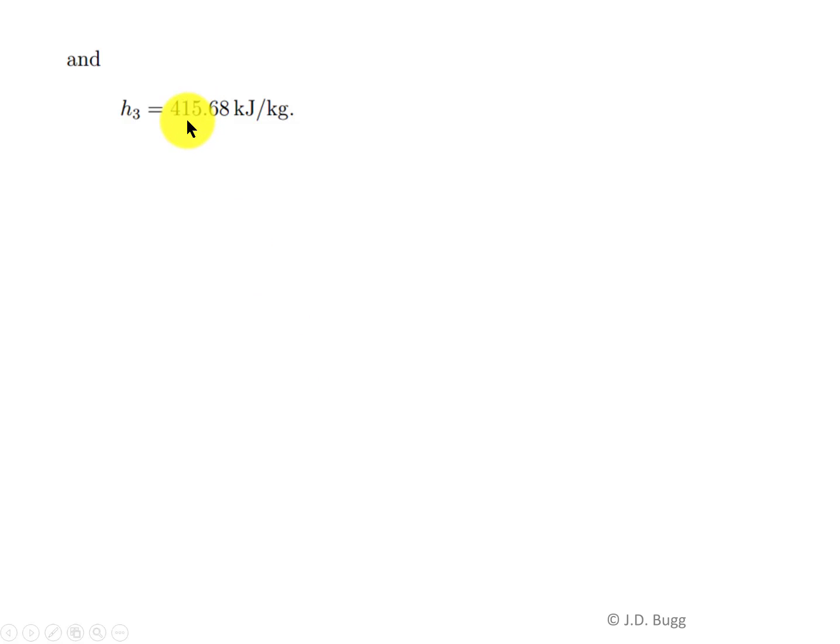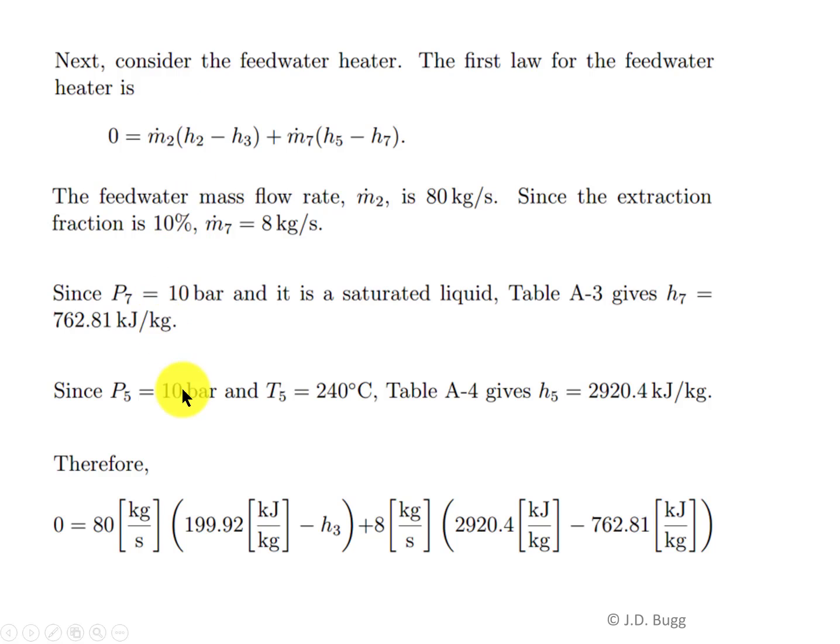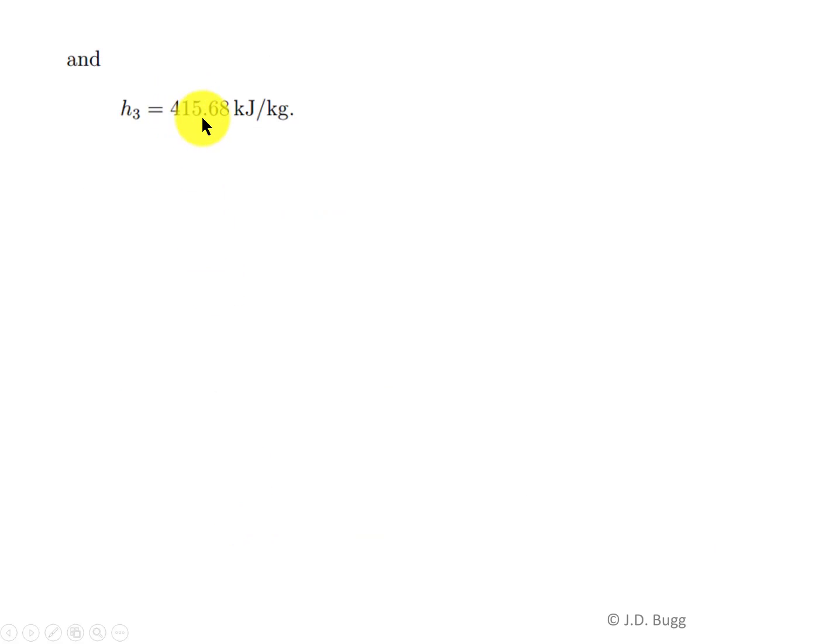So that will be the entrance to the steam generator. Notice that's a fair bit bigger than the enthalpy entering the feed water heater, which was this 199.92. So later on, when we turn off the feed water heater, the effect is going to be that this will be the inlet enthalpy to the steam generator rather than this higher 415.68. So now, though, we can move on to the steam generator.